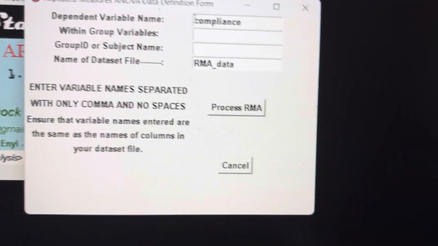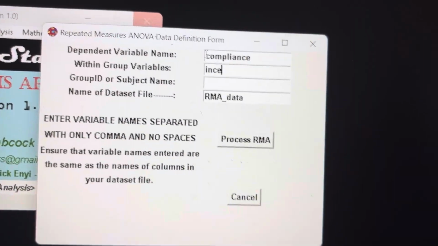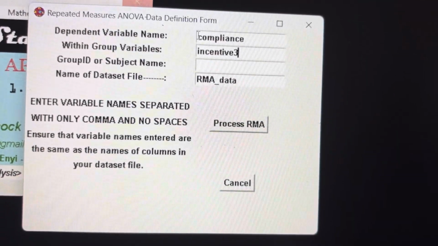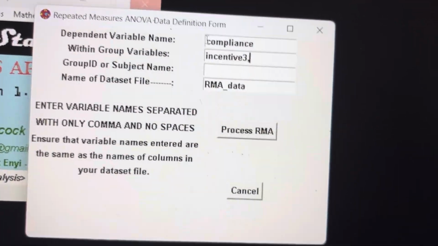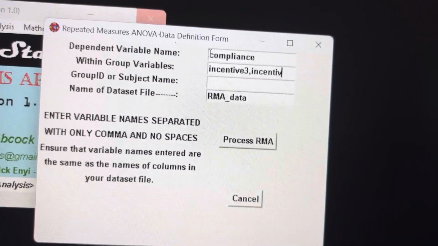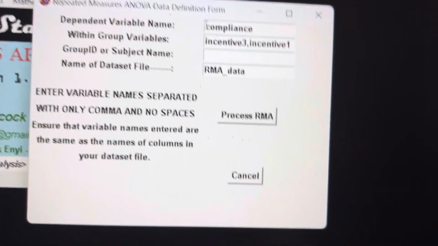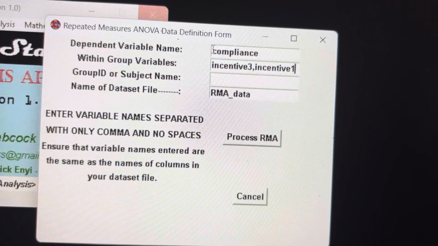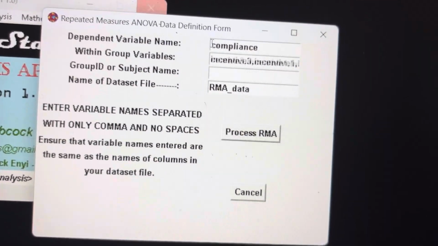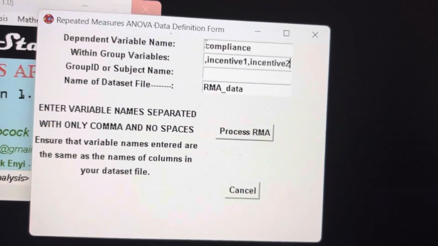Then we define incentive 3. And you are putting it in any order now. Then incentive 1. I have to be very careful not to make the same mistake before. Then incentive 2.